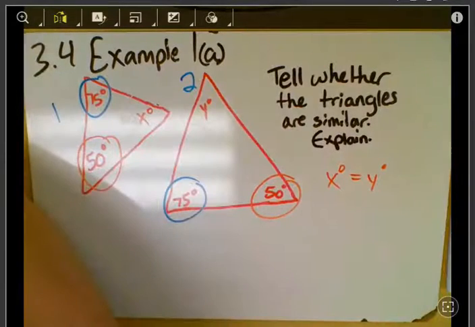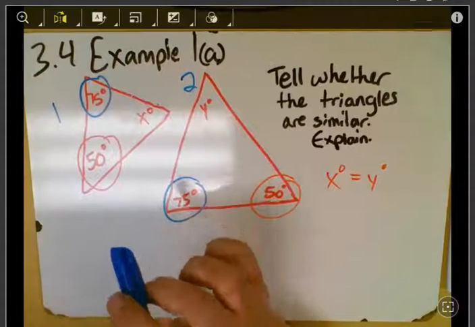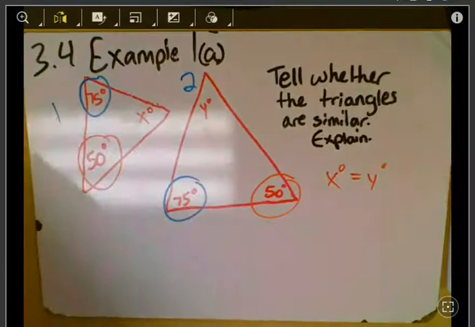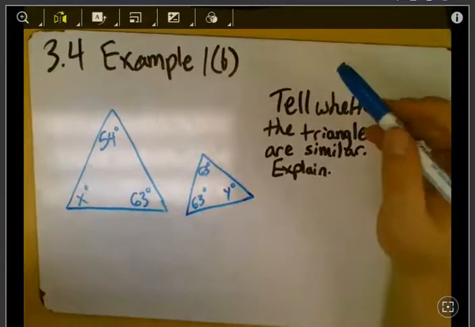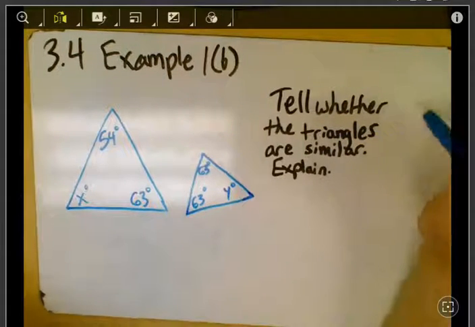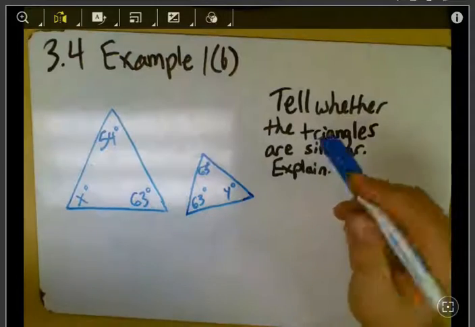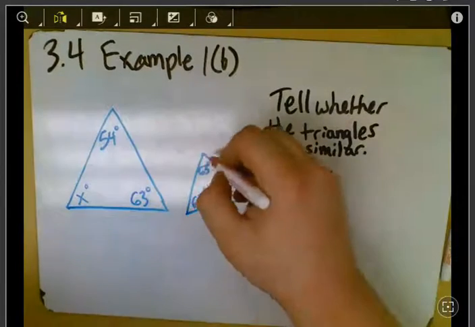Alright, let's do example B now. 1B. Let me grab it. I have the board drawn out. So we're supposed to do the same thing here. We're supposed to tell whether the triangles are similar and explain how we know that. One way we can do this is do what we did last time. We check and see if we have two pairs of congruent angles.